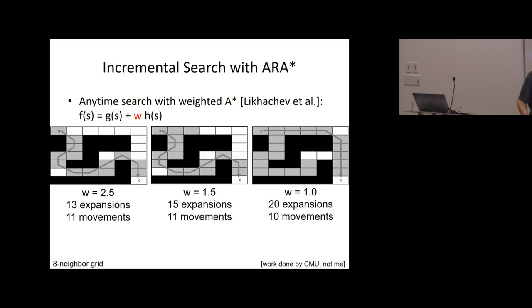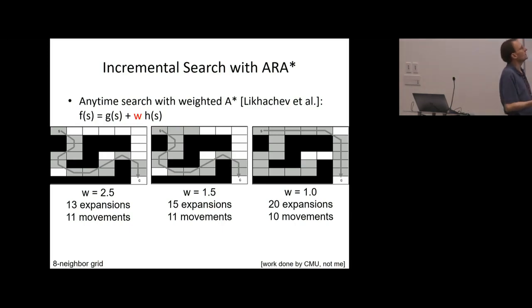Okay, but you still have a little bit more time. So now you can set the weight even lower, to one, which is the one where you will find the shortest path. So in this case, you have a path always available when it's needed. You don't need to know exactly when you need it.